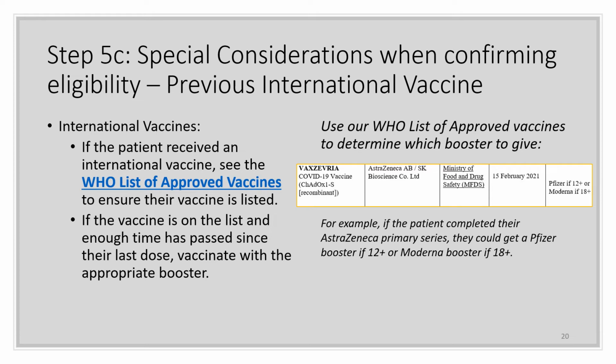If you need more information, look in the CDC Interim Guidelines document under the International Vaccines section. That document will provide information about specific circumstances, such as what to do if the patient received only one international vaccine or if they received a vaccine that is not WHO approved.